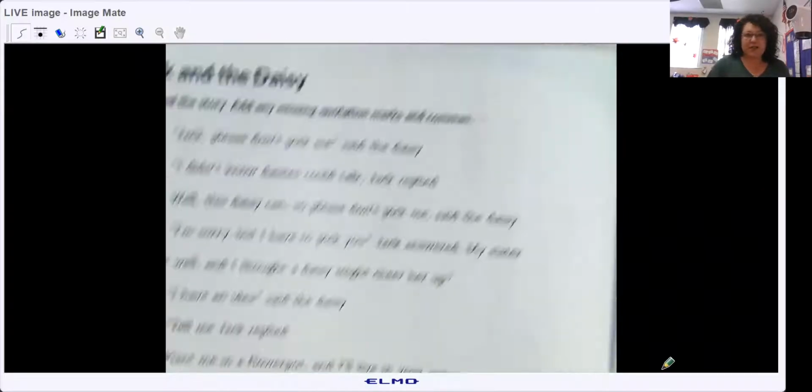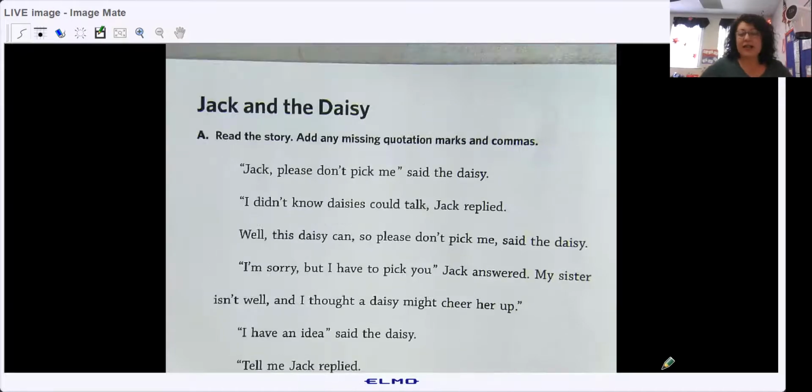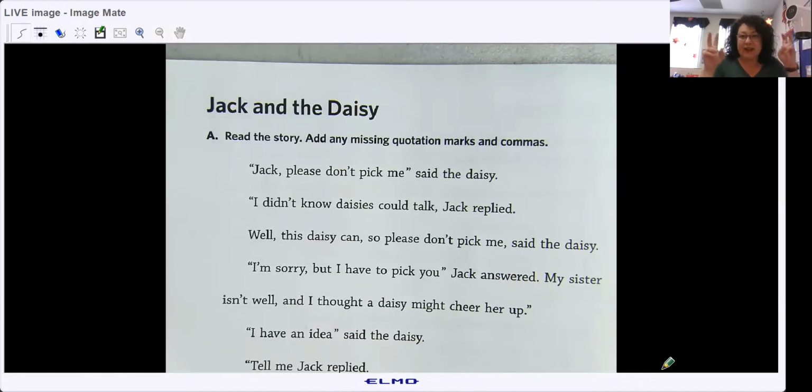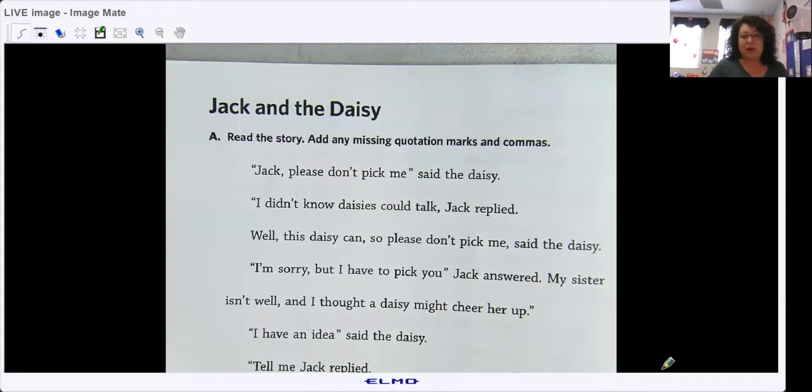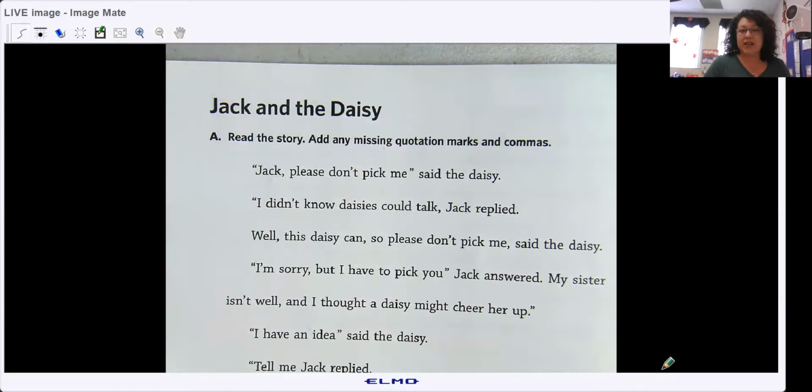Okay. And to review from yesterday, dialogue is the words that people say, and they start and end with quotation marks, only about the words that people say. And then you have either a comma, an exclamation mark, a period, or a question mark at the end of just the dialogue. All right? So read the story, add any missing quotation marks or commas. So now we're going to have missing things. Yesterday we were just identifying them. Today we're going to be looking for the mistakes.